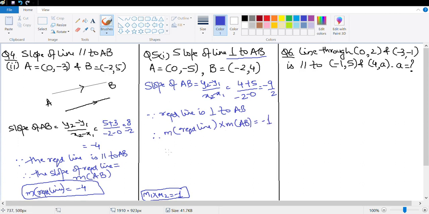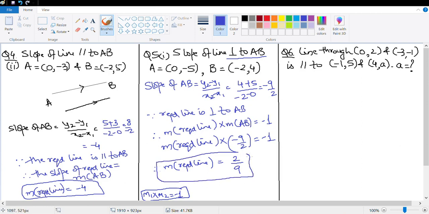Let's substitute values. So m of required line times -9 upon 2 is equal to -1, which means, therefore, m of required line is equal to, let's cross multiply, -1 into 2 upon -9, which means 2 upon 9. So that's the slope of the required line, 2 upon 9. Yes, simple.